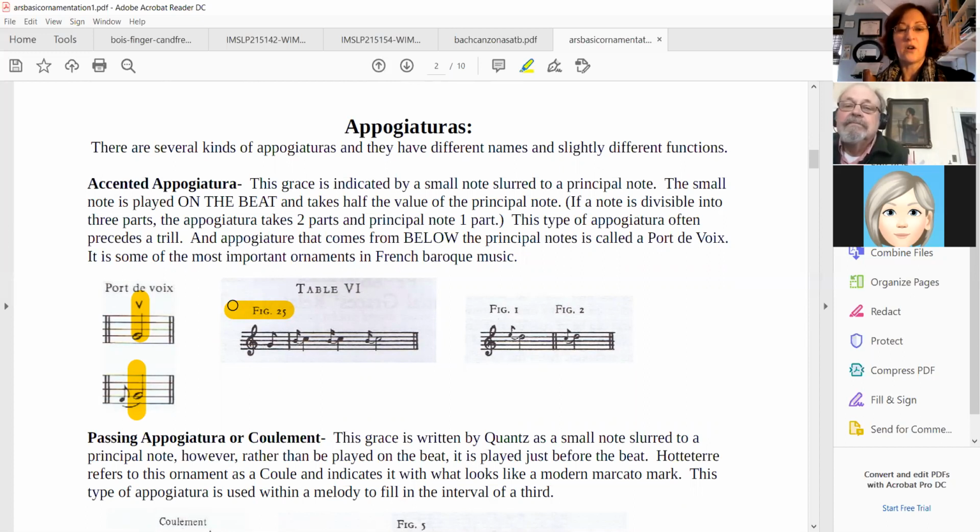The appoggiatura can also come from above, and actually outside of French music, I see the appoggiatura coming more from above than from below. So in this case, this is our E to D appoggiatura. You see that tiny little note? And it gets half the value of the big note.